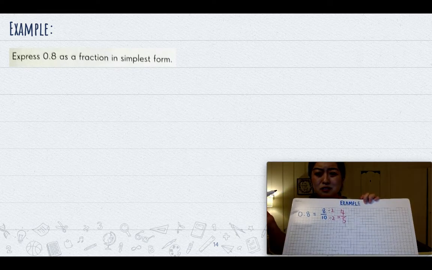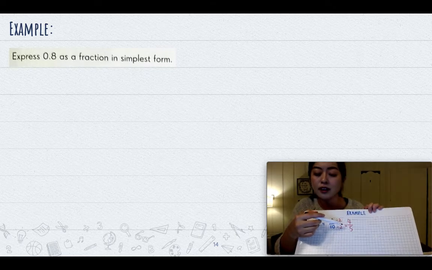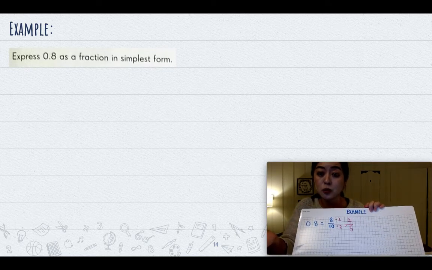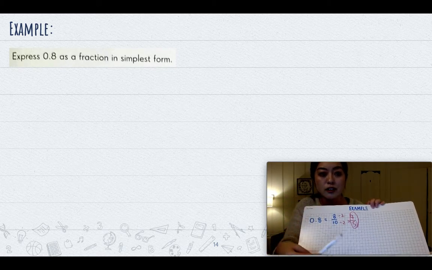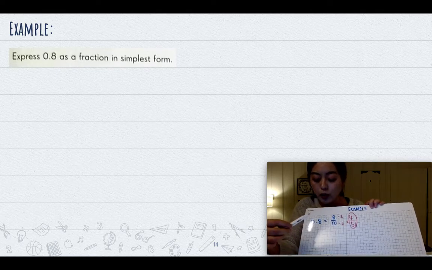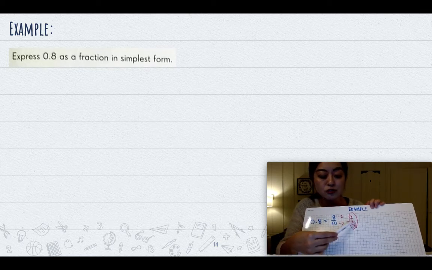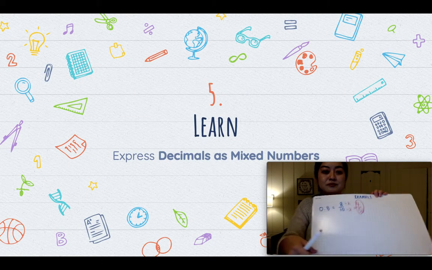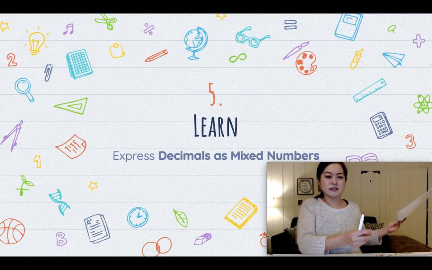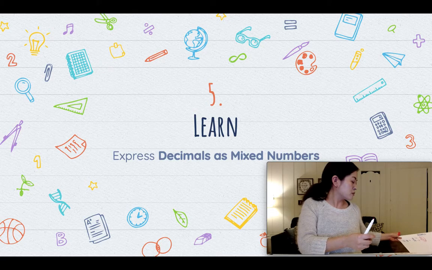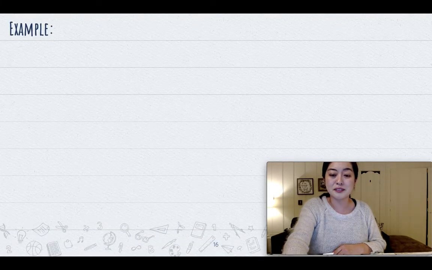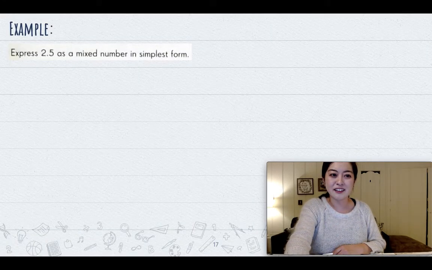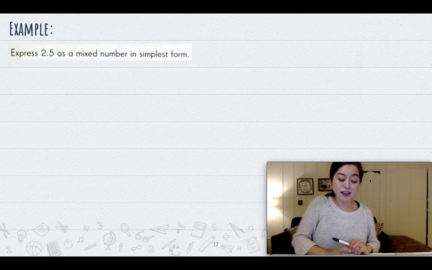Is this in simplest form? Yeah, because 4 and 5 don't have any other common factor besides 1. So this is in simplest form. So here is your fraction for this decimal in simplest form. 0.8 is equal to 4/5. All right. Now, what we're going to do is we're going to express decimals as mixed numbers. Okay, so let's take a look here. Express 2.5 as a mixed number.